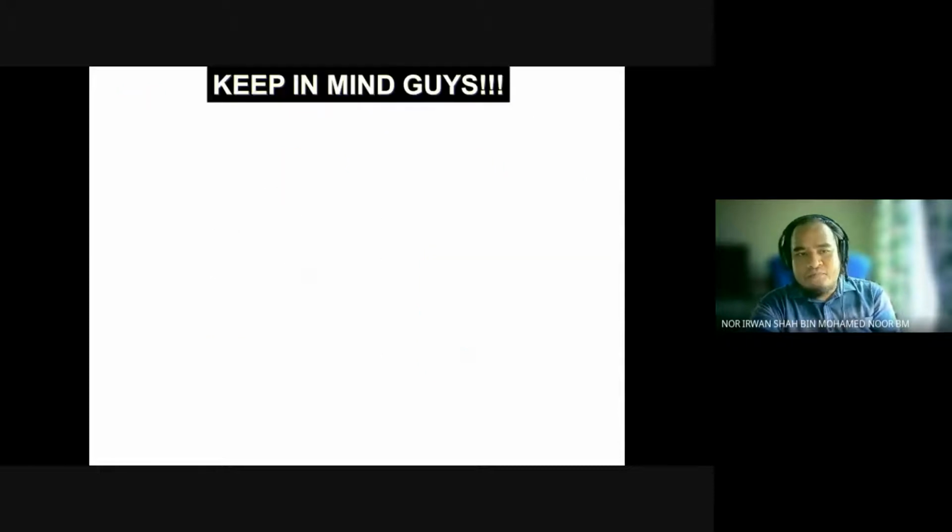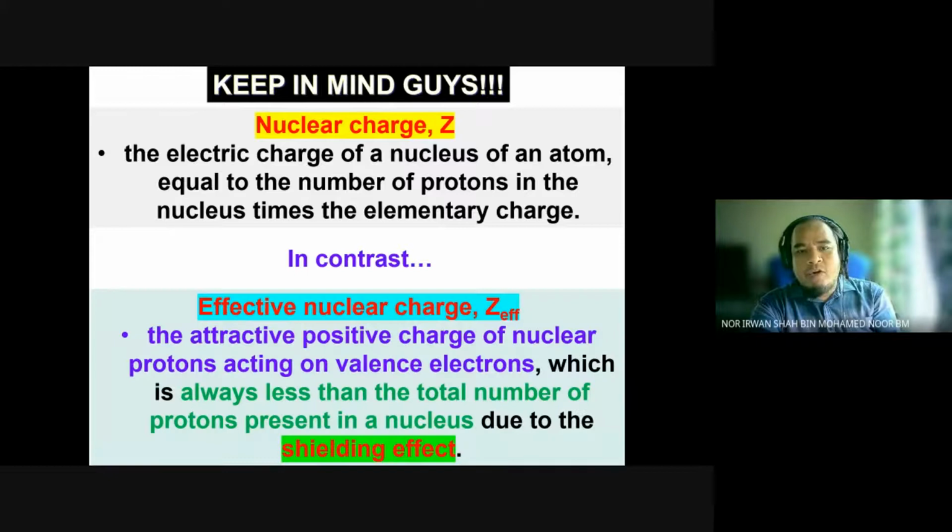Okay, seterusnya guys, right. Okay, so keep in mind, so kalau kita buat comparison, so apa beza antara nuclear charge dengan effective nuclear charge? So nuclear charge is the electric charge of a nucleus of an atom equal to the number of protons in the nucleus times the elementary charge. Okay, itu nuclear charge. But when it comes to effective nuclear charge, apa tahu? It is the attractive positive charge of nuclear protons acting on valence electrons. Dan yang membezakan dengan Z tadi, apa? Dia punya nilai dia, guys. Di mana the value of effective nuclear charge is always less. Nampak? Is always less than the total number of protons, okay, present in a nucleus.